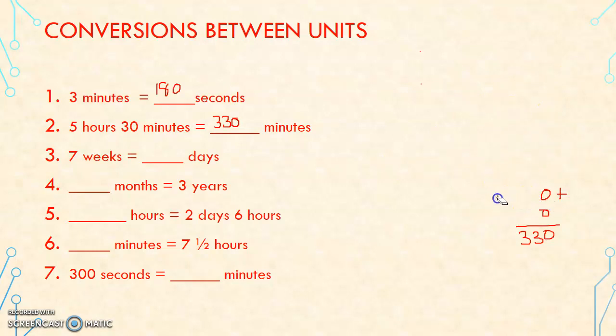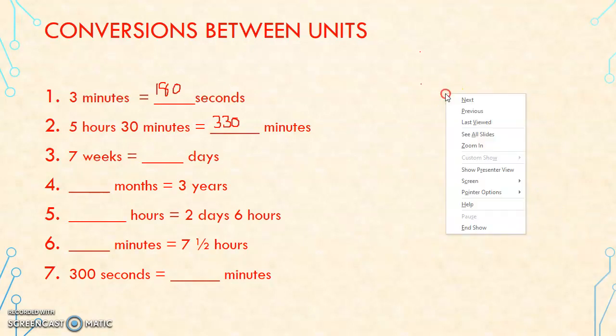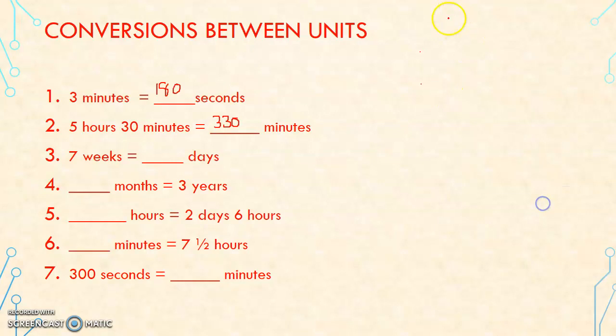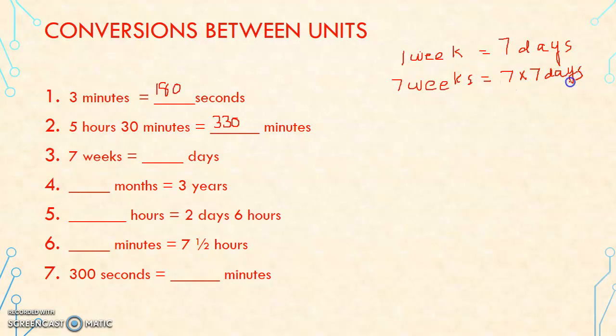Now weeks and days. 1 week ൽ എത്ര days ഉണ്ട്? There are 7 days in a week. 1 week is equal to 7 days ആണ്. So 7 weeks ൽ എത്ര days ഉണ്ട്? To find the number of days in 7 weeks, multiply by 7. 7 into 7 days. അപ്പോൾ എത്ര days ഉണ്ട് 7 weeks? There are 49 days. 49 days in 7 weeks.